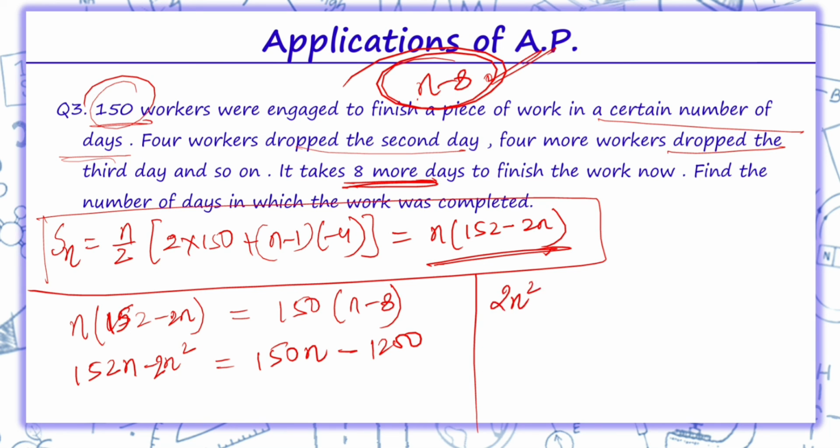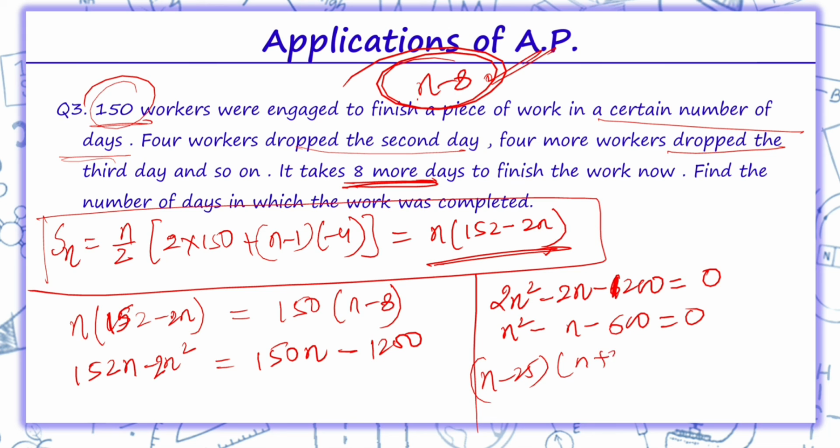So shifting terms to that side, we will get 2n square minus 2n minus 1200 as 0. So n square minus n minus 600 is 0. On solving this quadratic equation, the factors will be n minus 25 and n plus 24. So thus the value of n will be 25. That is, the work is completed in 25 days.